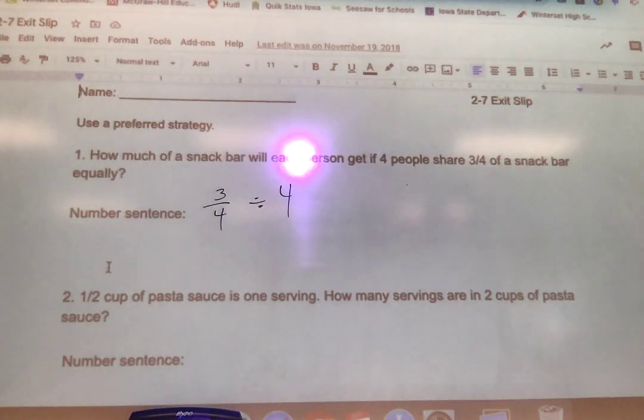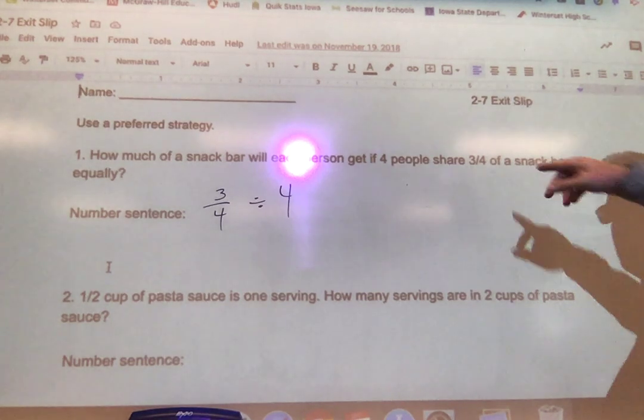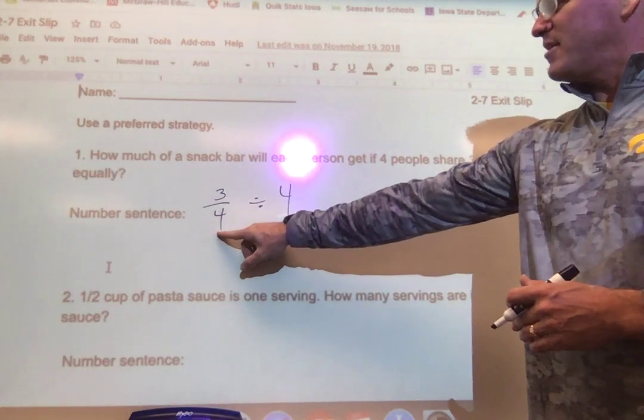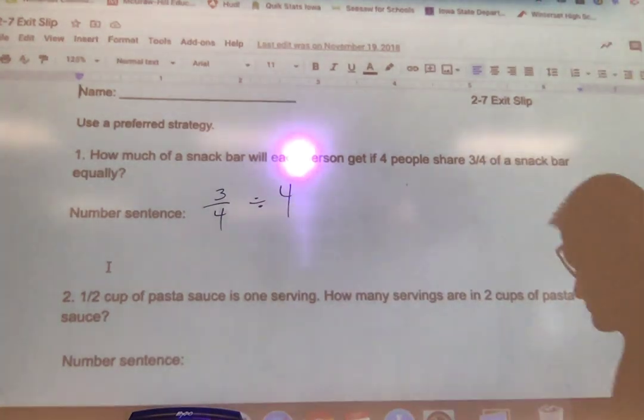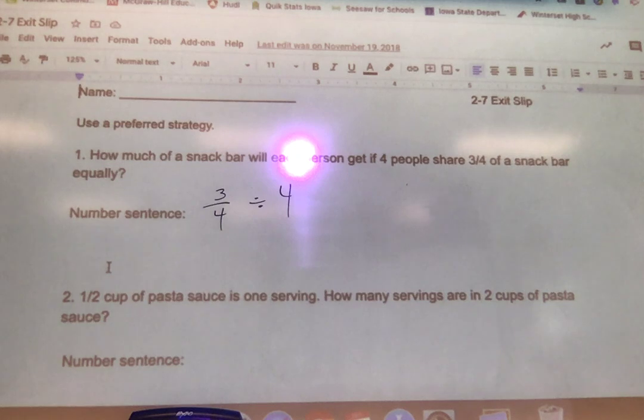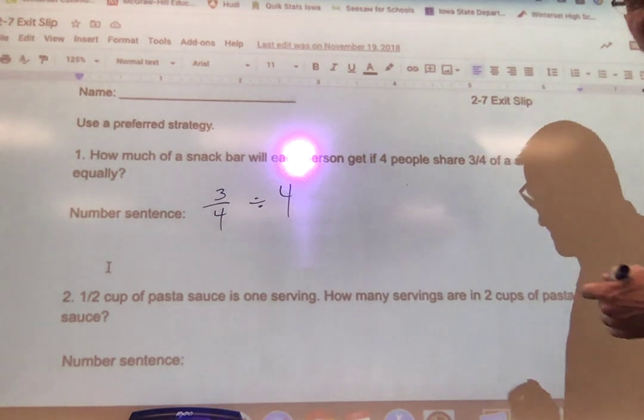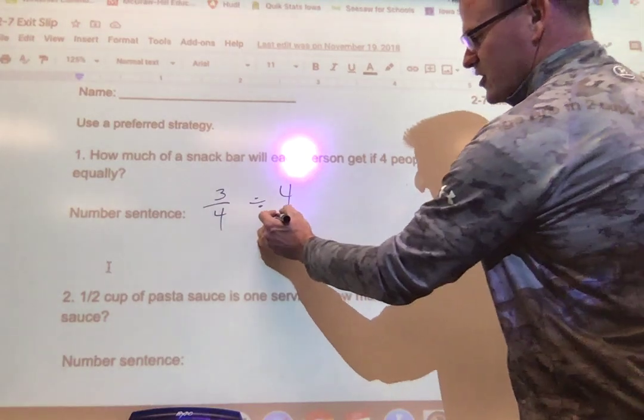All right, so to make sense of this problem, we should be thinking that these people aren't going to get very much of a candy bar. They're only starting with 3/4 of a snack bar. Dividing that by 4 people, you should be thinking that's going to be a very small part. All right, so it said to use a preferred strategy. And in the future, we're going to be teaching something with the reciprocal, which is kind of the traditional way of doing it. But for right now, we haven't introduced that yet. So let's talk about maybe that common denominator theory that we've learned.